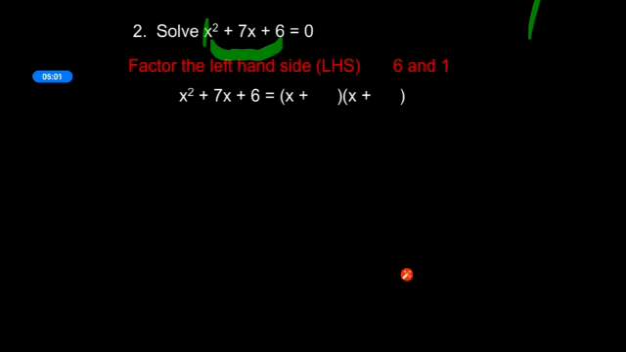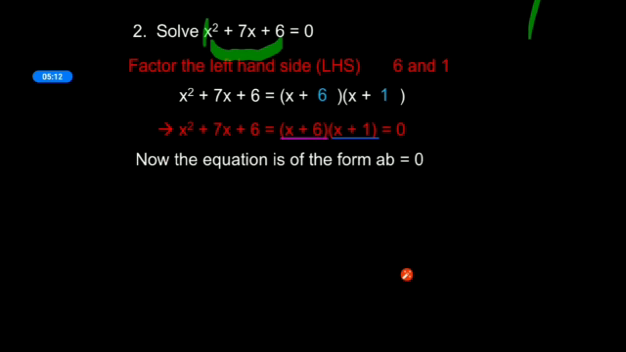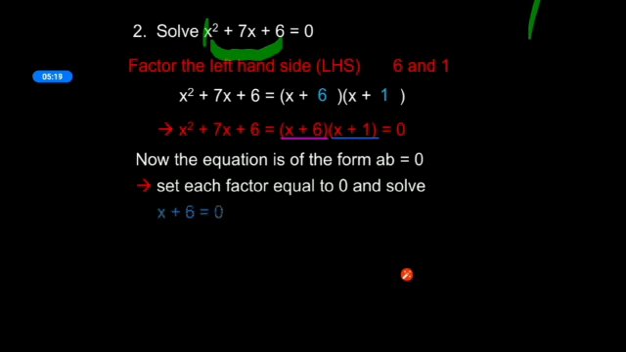So you can quickly open the bracket x plus, open another bracket x plus, and close. So the answer becomes (x plus 6)(x plus 1). Then equate it to 0. Follow the same principle again where we have AB equals 0. That becomes x plus 6 equals 0, and that is x equals minus 6. x plus 1 equals 0, that is x equals minus 1. And that is minus 6 and minus 1. That is the end of section 1.